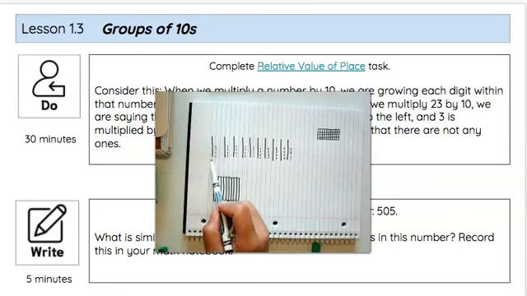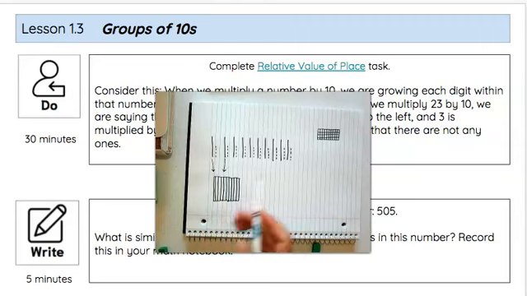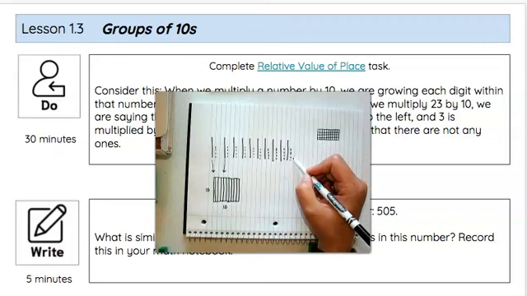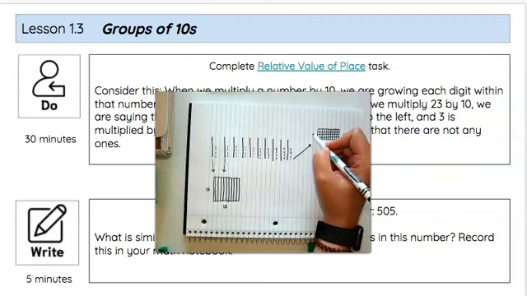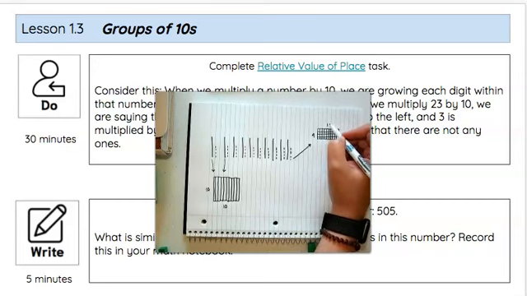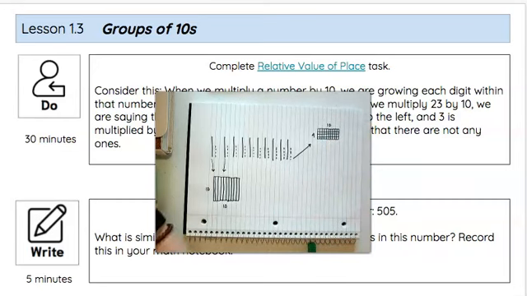Here you can see I moved all of my rods to this section and it gives me a 10 by 10 grid. Up here I moved all of my ones and this would give me a 4 by 10 grid. This is an easier way to organize our base 10 blocks. What is our total value now?